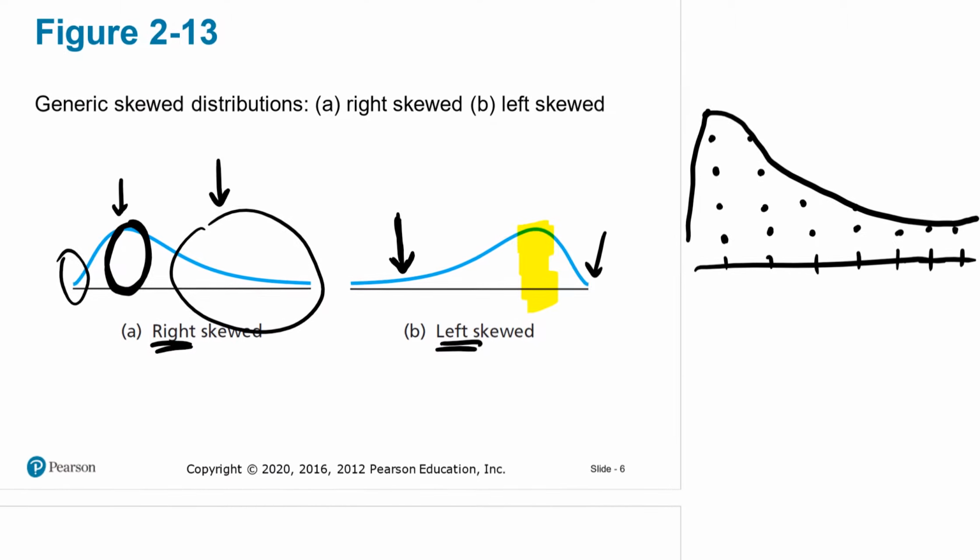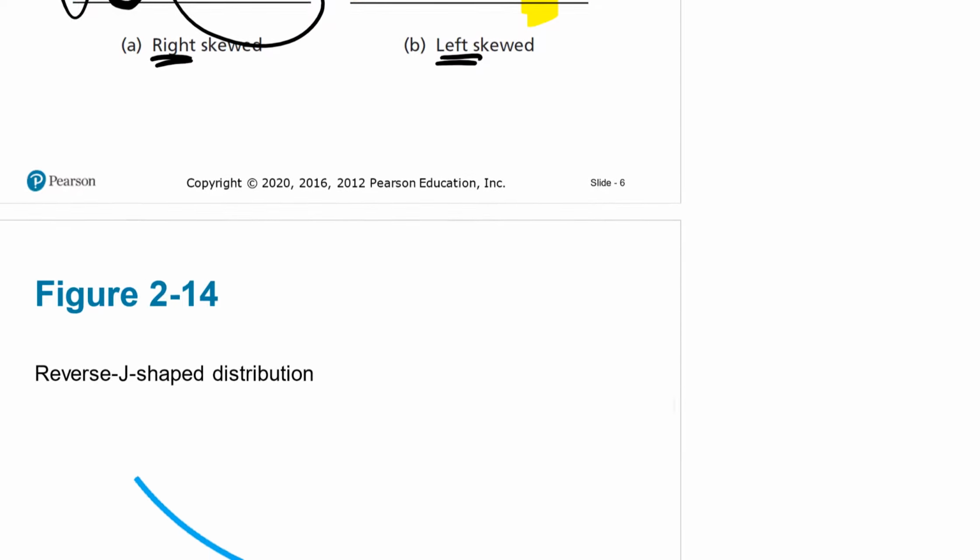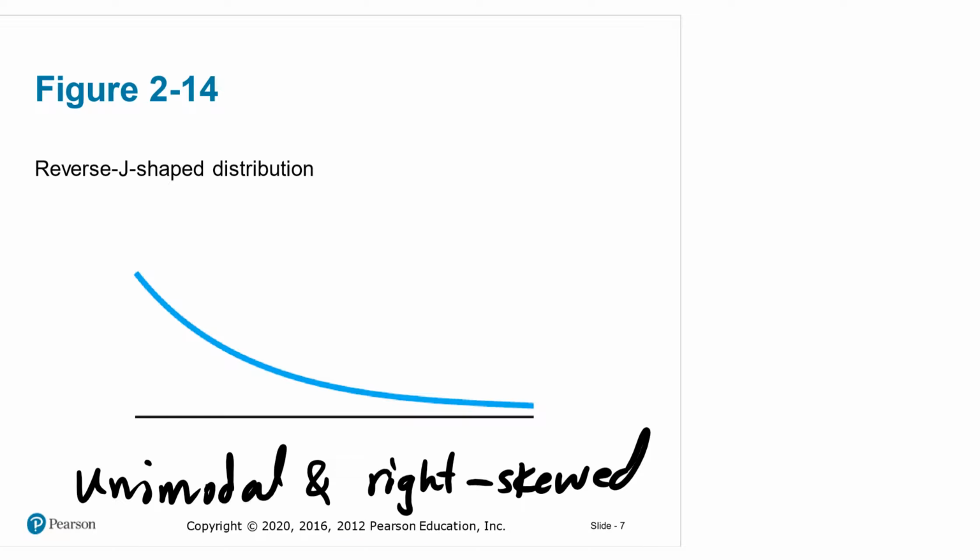So now, other plots or other things are very rarely used. This is a unimodal, right-skewed shape, called a reverse J-shape distribution. Rarely used, but it's good to see it.